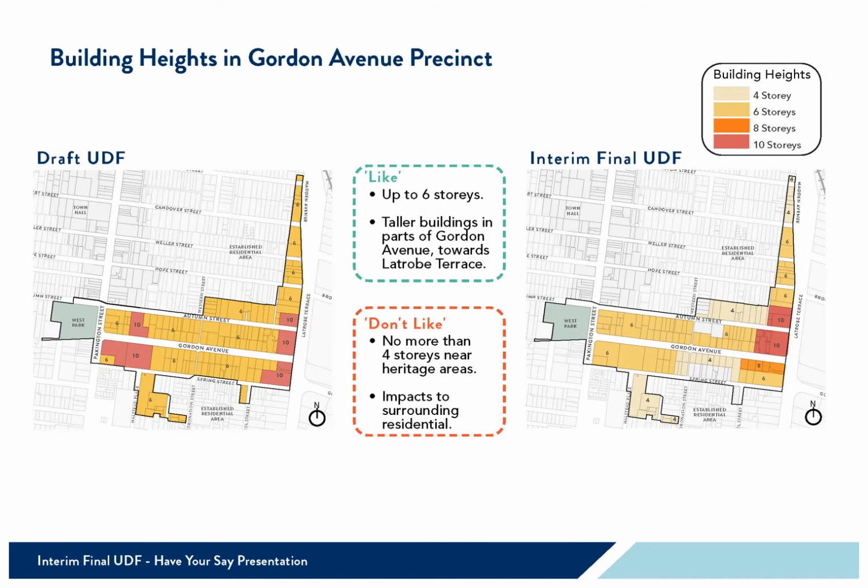In response to consultation feedback, the interim final UDF makes the following key changes to proposed heights in the Gordon Avenue precinct. Further refines heights along Gordon Avenue, giving a more consistent 4- and 6-story outcome.